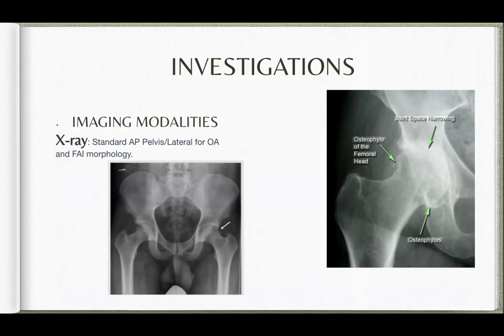Investigations, imaging modalities. First is the X-ray. Standard AP pelvis or lateral pelvis can be taken for osteoarthritis and femoroacetabular impingement. This image shows the osteoarthritis of hip joint. Here you can see joint space narrowing, osteophytes, and osteophyte of the femoral head. So this is an image of the X-ray of osteoarthritis. This image is for femoroacetabular impingement, where you can see asymmetrical femoral head attachment into the acetabulum.